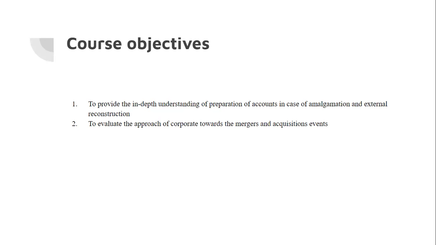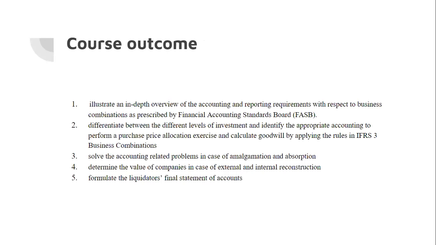So this slide was about the objectives of the course. What are the objectives with which this course has been formed? Now it's important for us to understand what is the outcome of the course. As a student, if I'm going to study this subject, what are the benefits that I'm going to get? So let's look at all the different course outcomes that are here. Illustrate an in-depth overview of the accounting and reporting requirements with respect to business combinations. So here we will be studying from the perspective of IFRS standards.